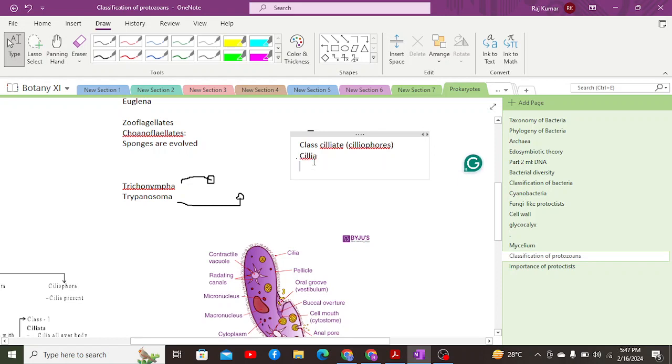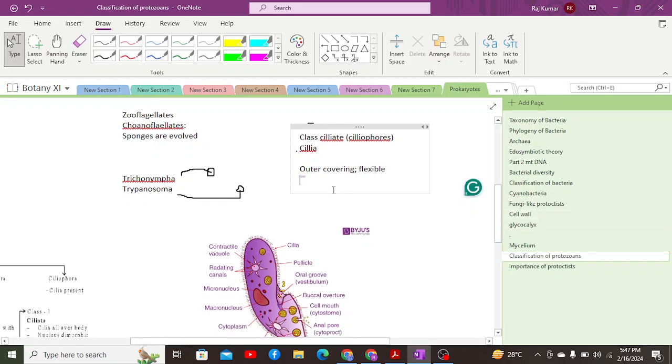They have cilia all over their body for their movement, for locomotion. And they have an outer flexible covering known as the pellicle, which makes their structure quite flexible and smooth. Another characteristic is that they have two nuclei.